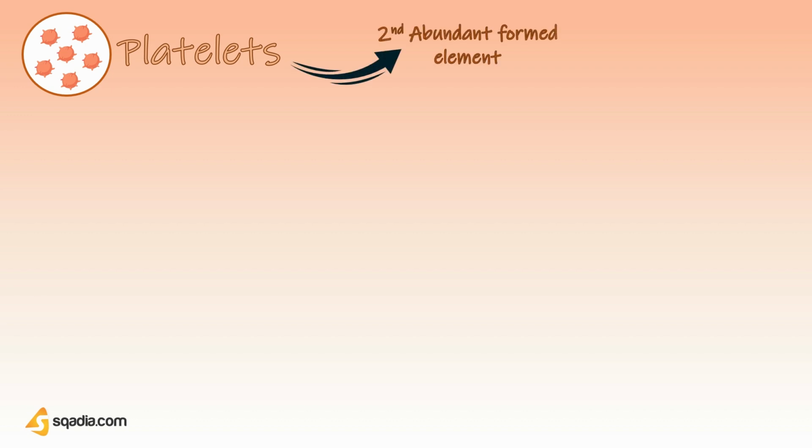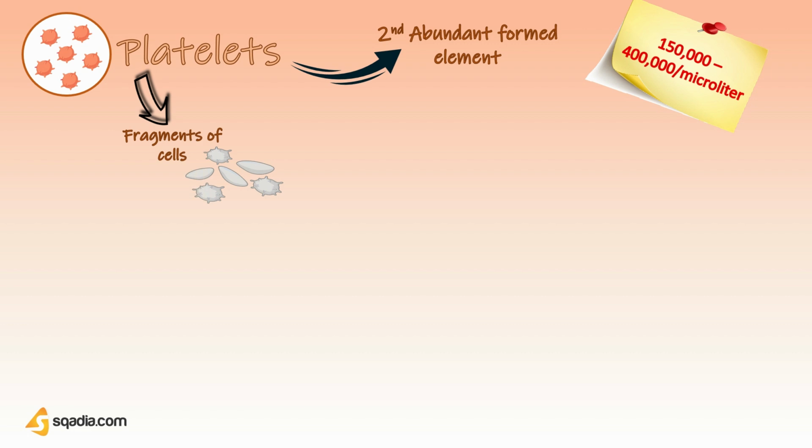Platelets, also called thrombocytes, are the second most abundant of the formed elements, with each microliter of blood containing between 150,000 and 400,000 platelets. Instead of being individual cells, platelets are actually fragments of larger bone marrow cells. These cells are its progenitor bone marrow cells, called megakaryocytes. The edges of the megakaryocyte break off to form cell fragments called platelets.